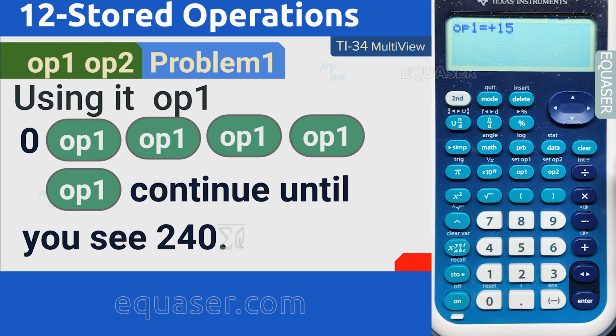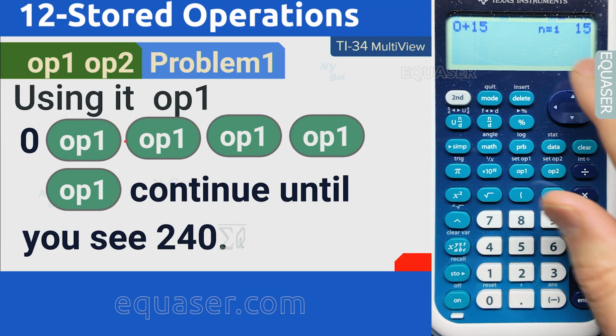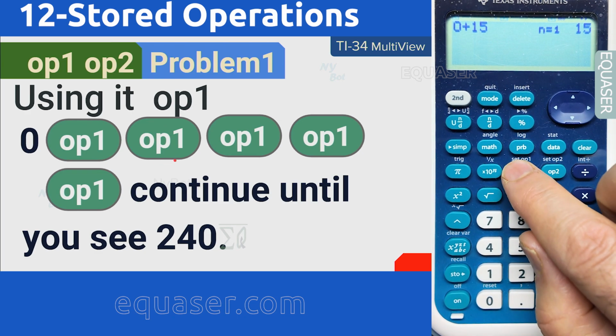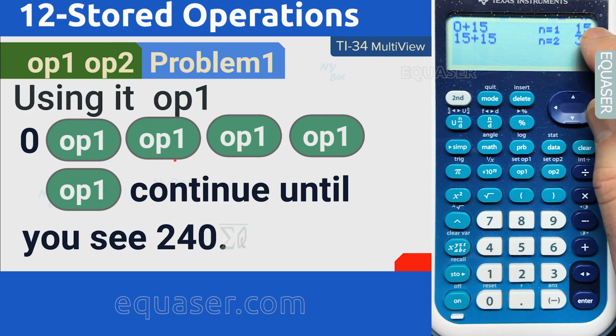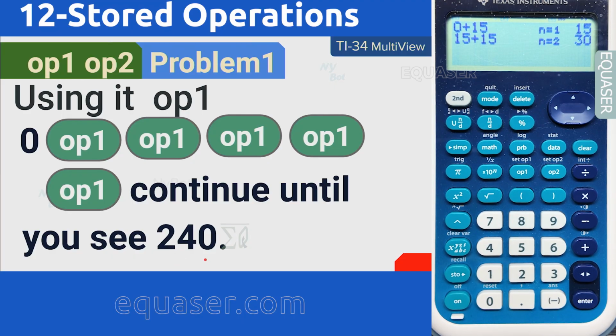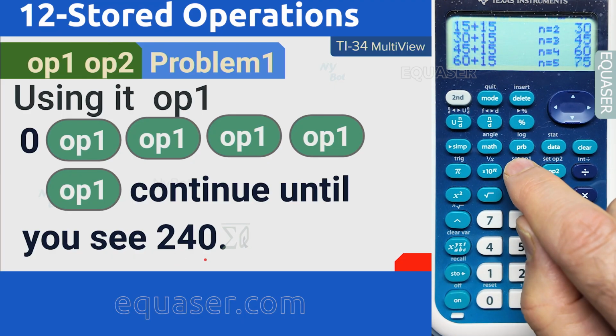Now, clear. Now let's do 0 and op1. So if I press op1 again, it shows 30 in week 2. In the second week he will earn 30. We will press this op1 until we see 240 here. So I'm not worried about counting it because the calculator is counting it for me.